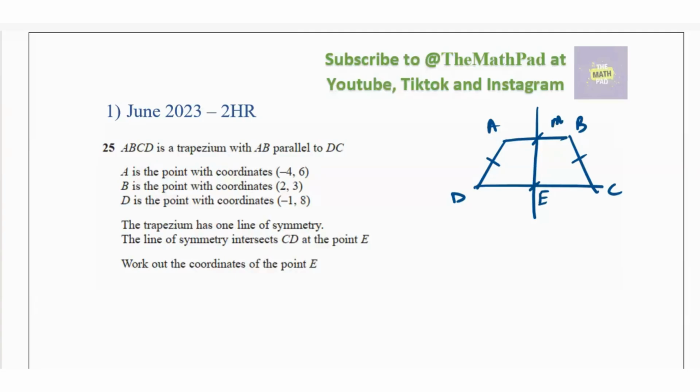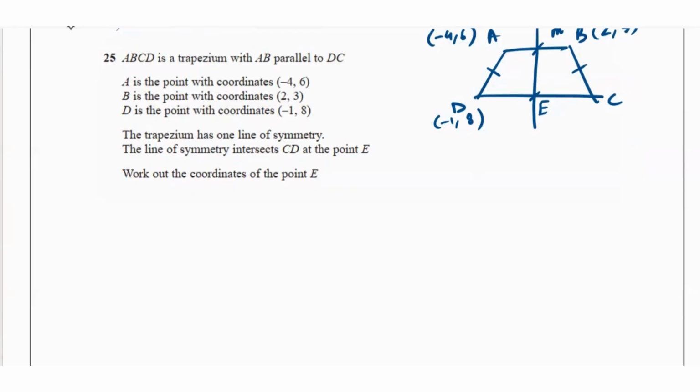So we have the coordinates for A, which are negative 4 and 6. B is 2, 3. And D is negative 1, 8. We don't have C, we don't have E, we don't have M. But since M is the midpoint of AB and E is the midpoint of CD, we can definitely figure something out. So let's begin with finding the midpoint of AB, which is M.